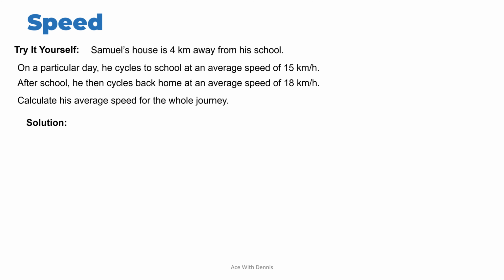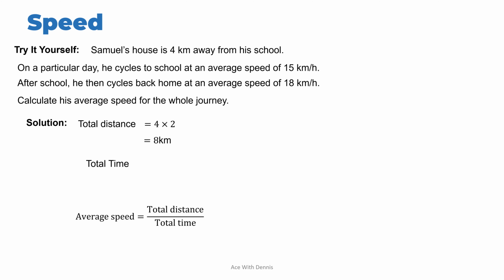The first thing you need to calculate is the total distance followed by total time, as the average speed equals total distance over total time. For this example, the total distance will be equals 4 times 2, as it is 4 kilometers between the house and the school, going to the school and come back from the school, and it is 8 kilometers.